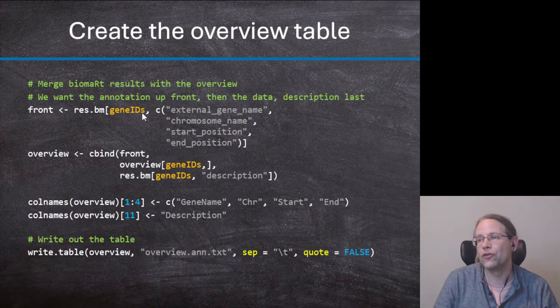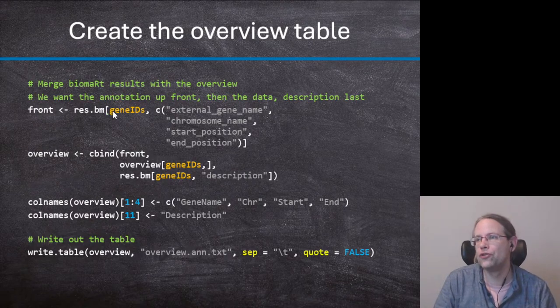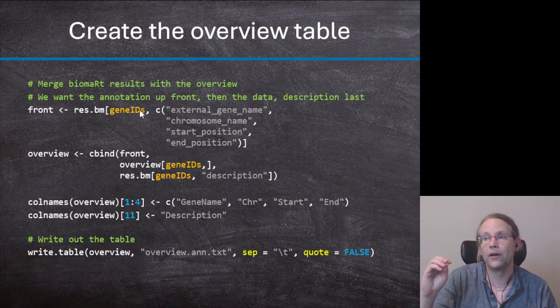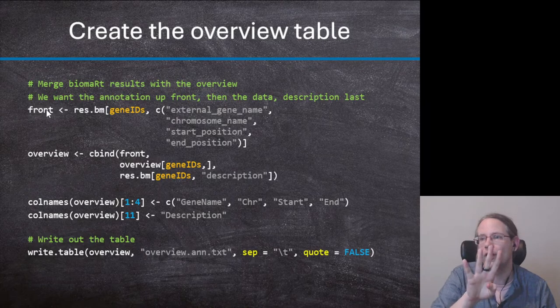So the way that I want to have them merged, I have to do some swiveling, right? But I'm always going to use the gene IDs that I used to query biomaRT as the ordering. To make sure that everything is in the same order, I'm going to always select using the ensemble gene ID. So from biomaRT, I'm going to take the external gene name column, the chromosome name, the start position, and the end position. So this is going to be my front. Those are the first four columns of my table.